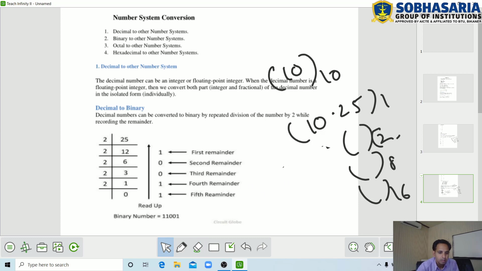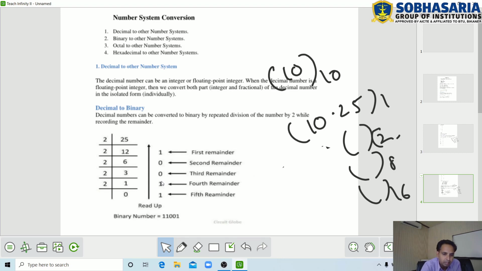So here 2 divides 25. 2 12s are 24, remainder will be 1. 2 6s are 12, remainder will be 0. 2 3s are 6, remainder will be 0. Last, 2 1s are 2, remainder will be 1, and 1 is not equal to or greater than 2, so it is less than 2, so itself the remainder will be 1.